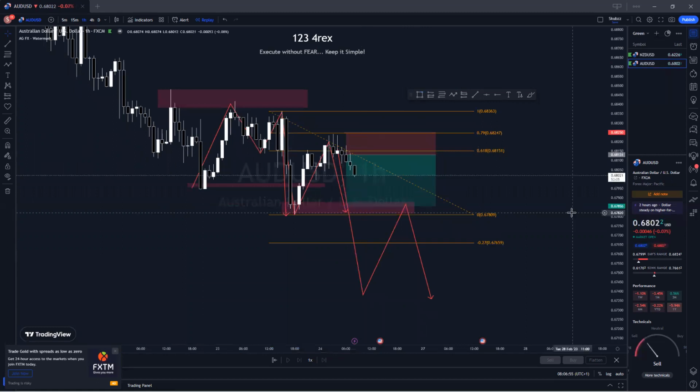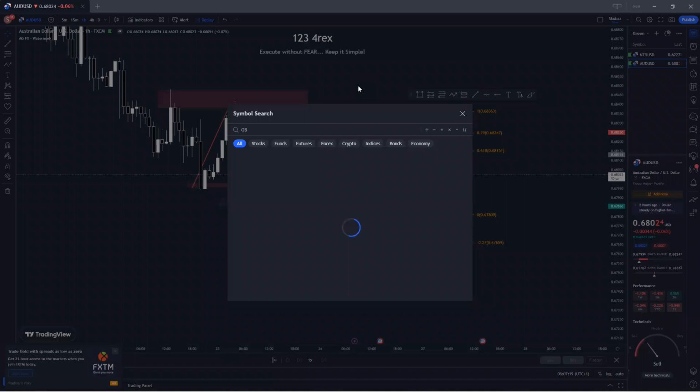Is there another pair you guys want us to take a look at before we go? Or what questions do you guys have? Any question? Okay, let's see. GBP/USD. Okay, let's take a look at GBP/USD.